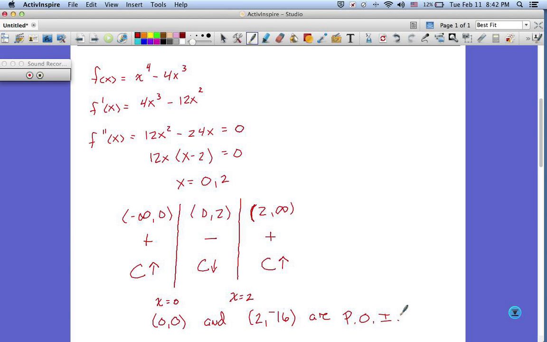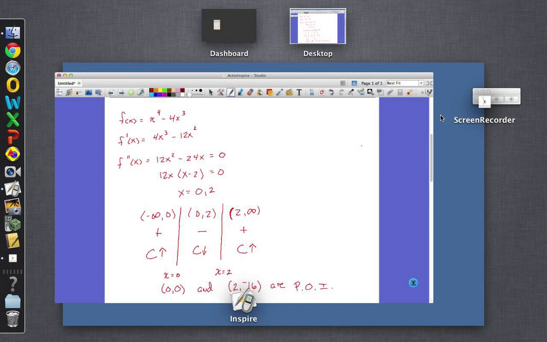Points of inflection: look for the change in concavity and verify it came from a point that was a zero of the derivative, not a point of non-differentiability. That's all I got for you, points of inflection.